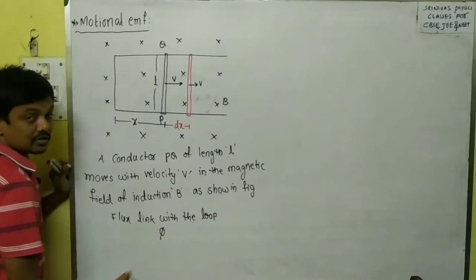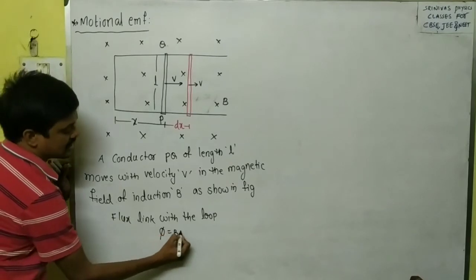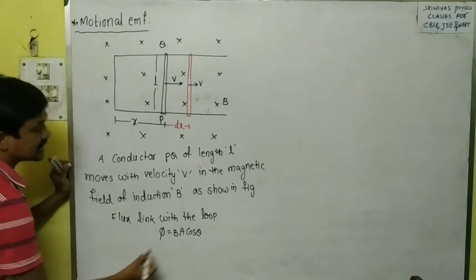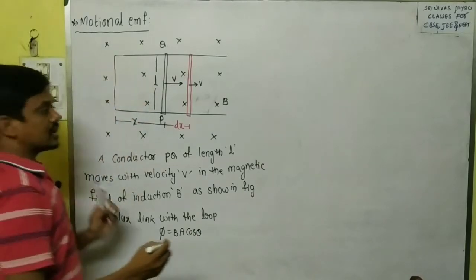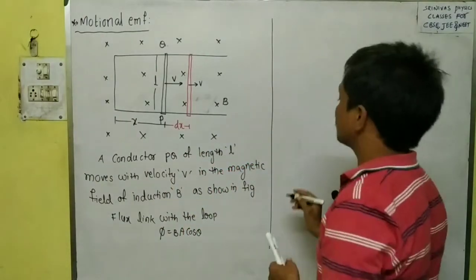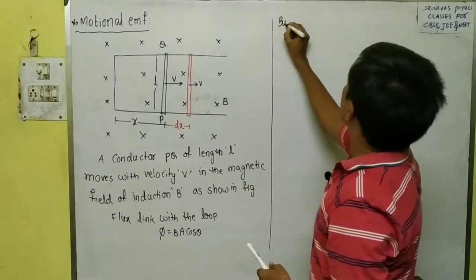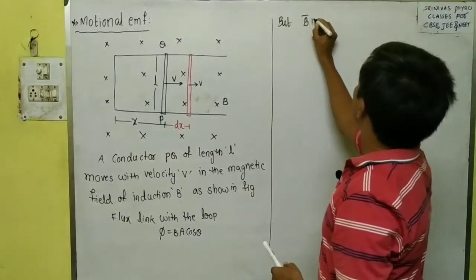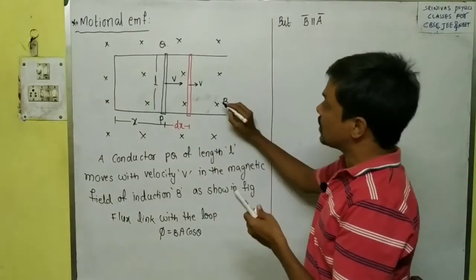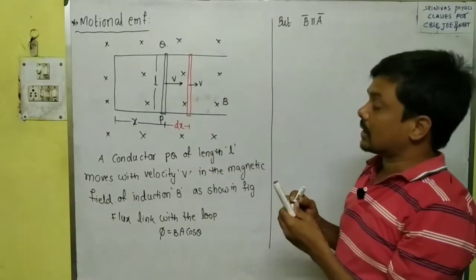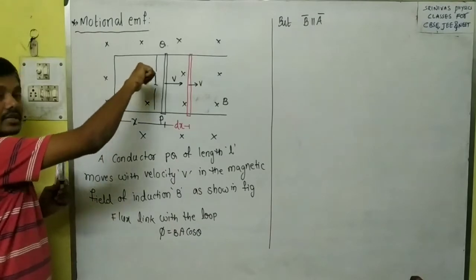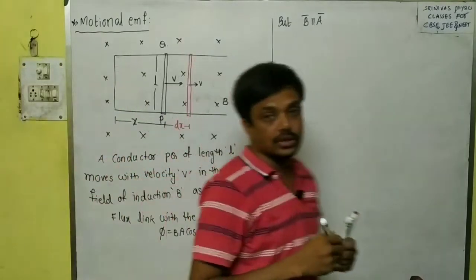The flux linked with the loop is phi equal to BA cos theta. Here B is the magnetic induction and A is the area of the loop. But here we can write one thing: B bar is parallel to A bar. Why? B bar is the magnetic field, which is inward into the paper. The area vector is perpendicular to the surface. It is also inward. Both are parallel to each other.